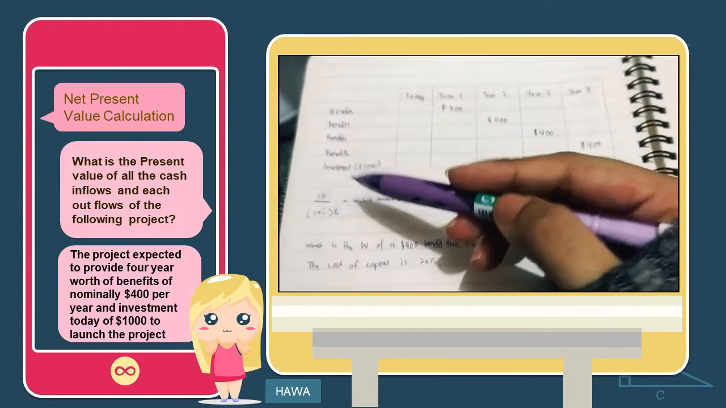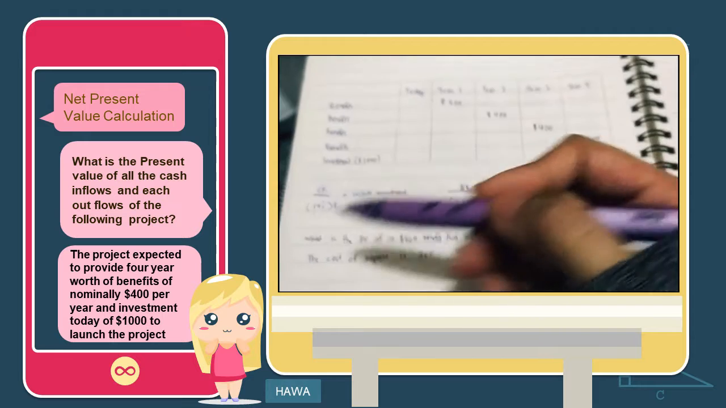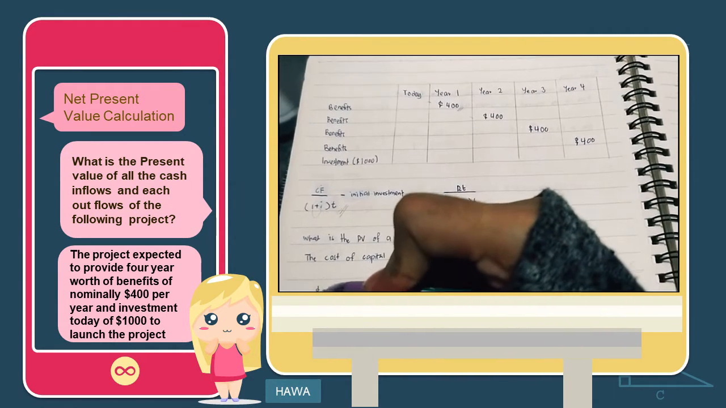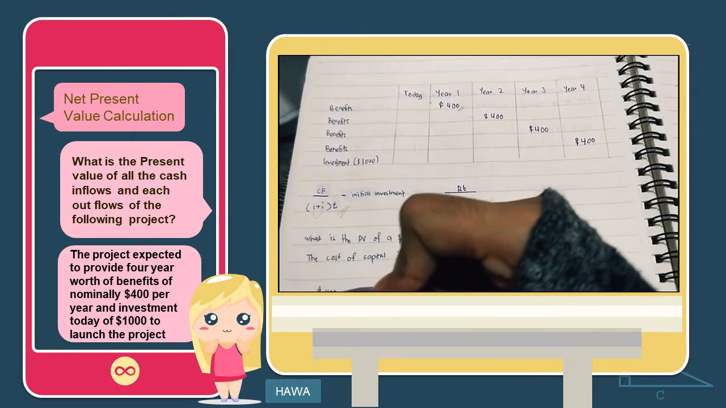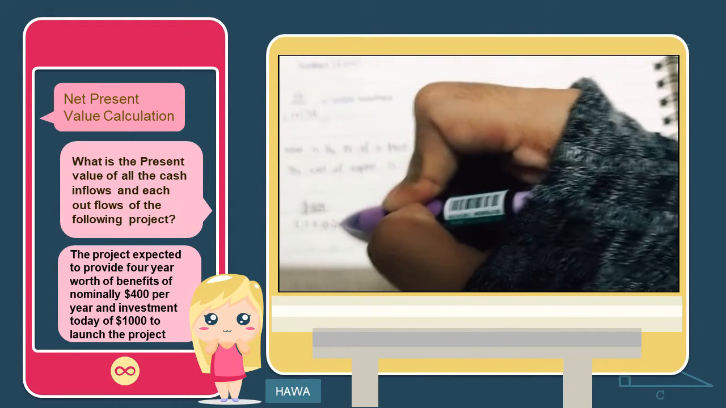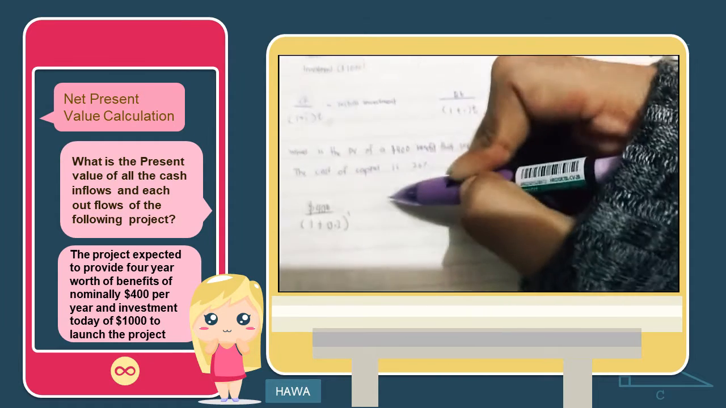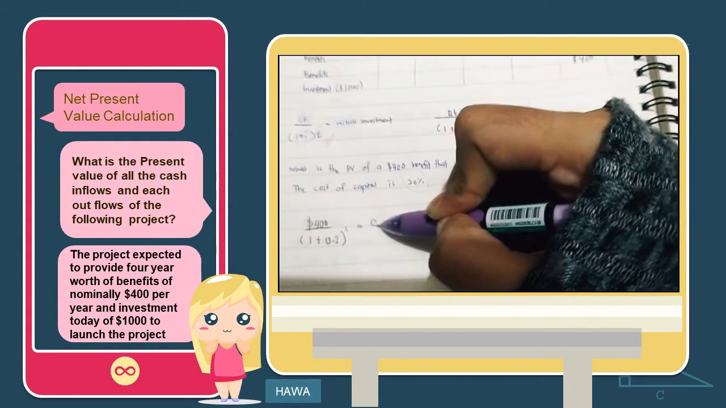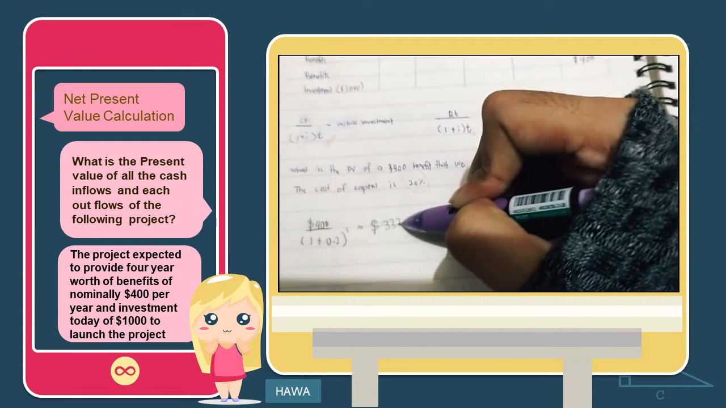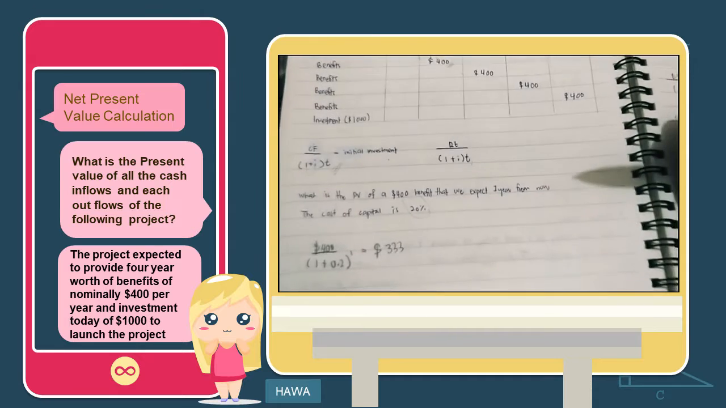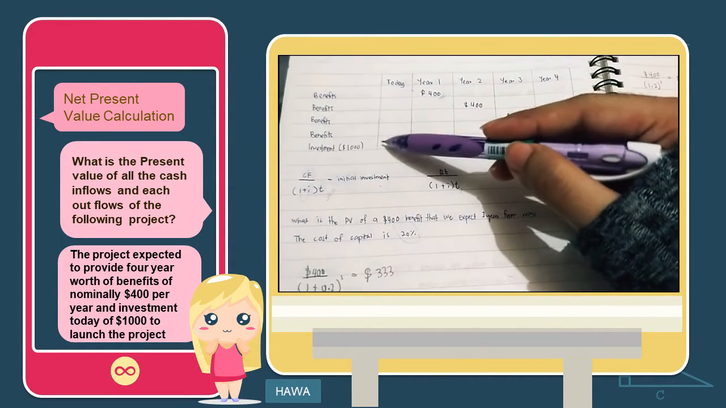Okay, the formula we use is this CF, the $400, divided by 1 plus 0.2, the rate, to the power of 1 because it is for 1 year. So we get $333. For the initial investment, we will subtract it later after we calculate all the present values.